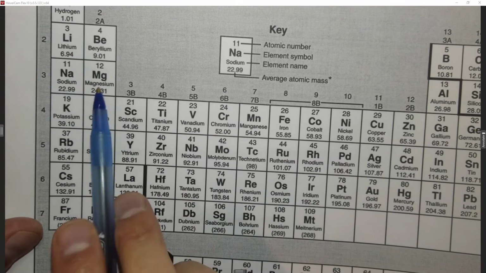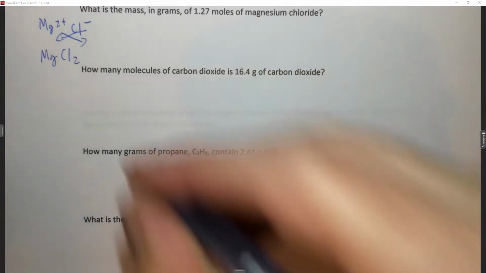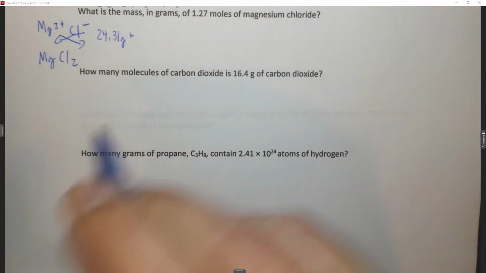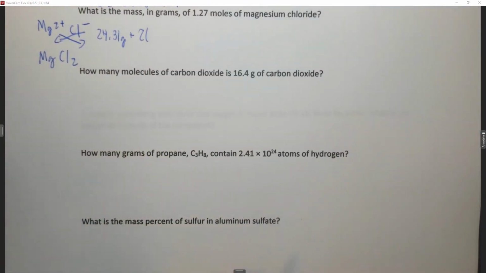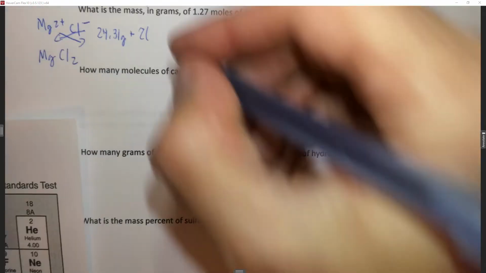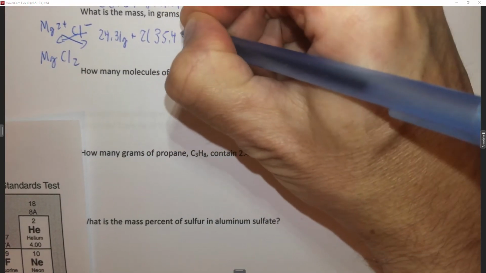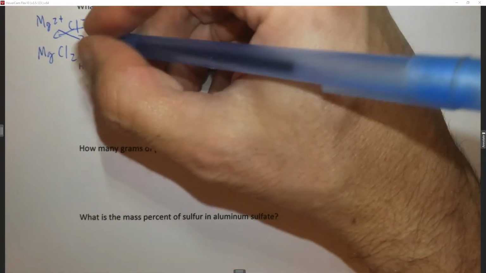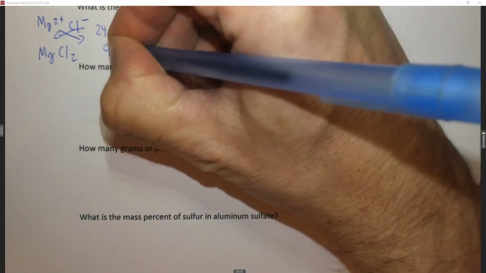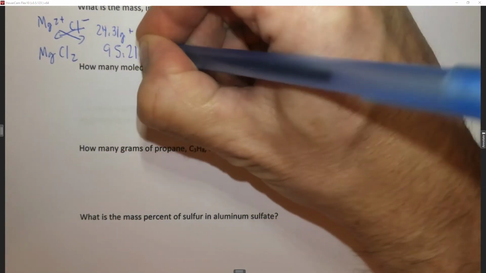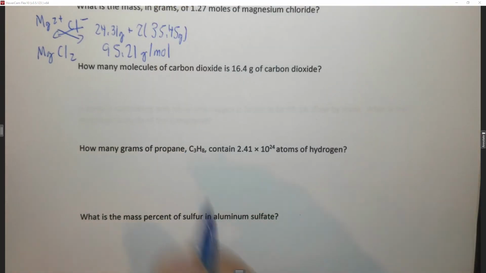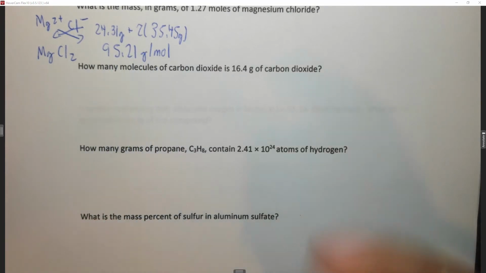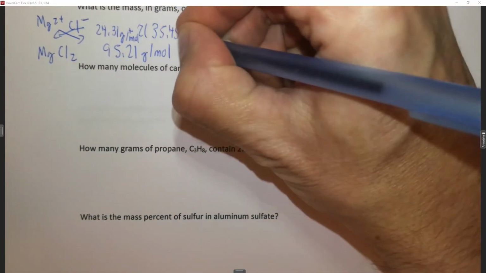So again, we find on the periodic table magnesium, which is 24.31 grams, plus we have 2 chlorines, so we take 2 and add to that 35.45 grams. And when we do that math, we find that the molar mass of magnesium chloride is 95.21 grams per mole. Okay, I guess technically I should put grams per mole here and grams per mole here, so that the unit was consistent, but we were finding the mass of 1 mole.